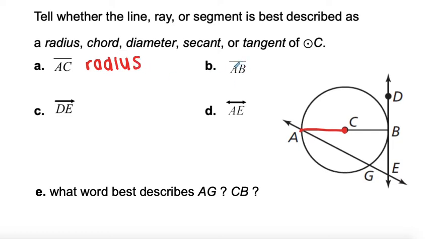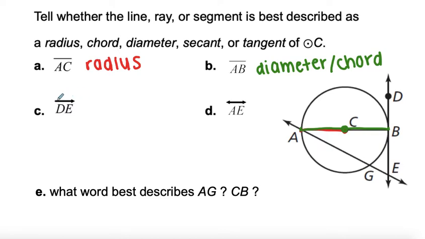Next one is AB. So this is going to be this whole thing. And it also goes through the center, but since it's going to both sides of the circle, this one's going to be a diameter. However, this also follows the definition of a chord, and that's because it is still a segment that goes to both ends of the circle. The endpoints are on the circle, so technically both of those would go with AB.